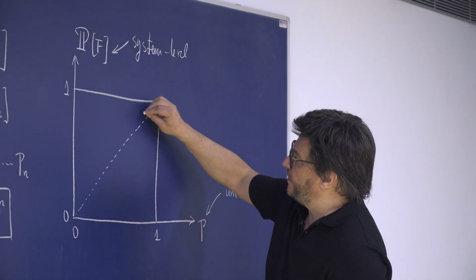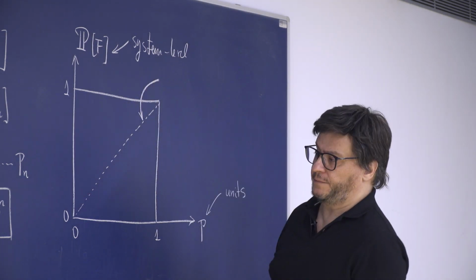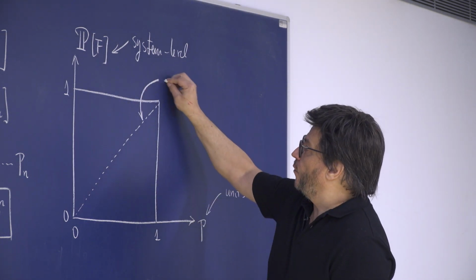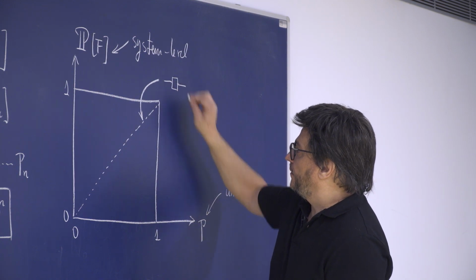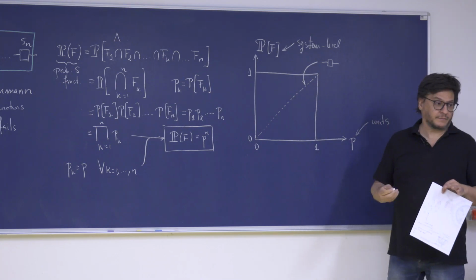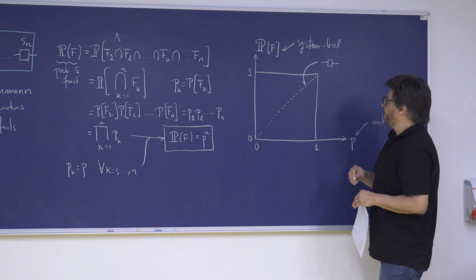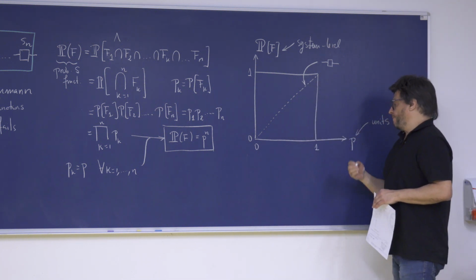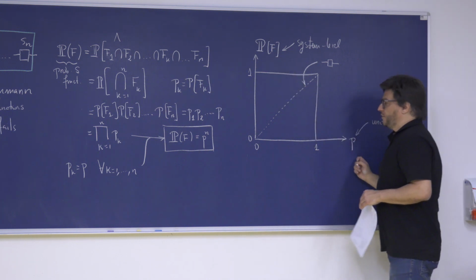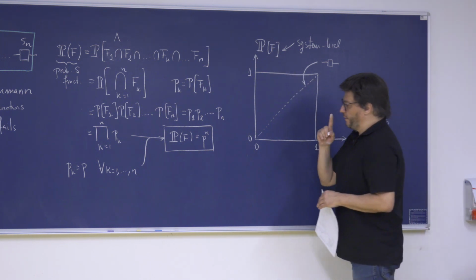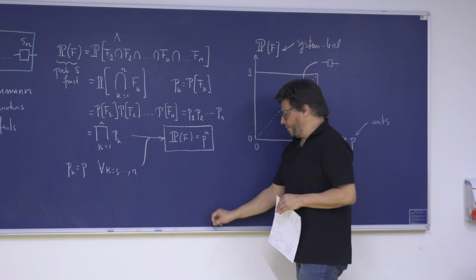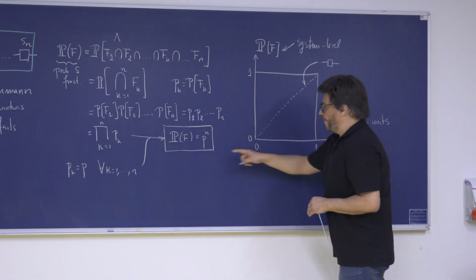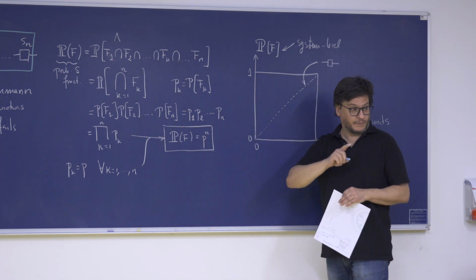So this would be the simplest case, one element. One element means that the system and the element are the same thing. It's just one unit, okay? And this is, of course, obviously a linear connection, right? The probability of the system is the probability of the units. What happens when I have two elements, right? For two elements, I'm going to have p squared, so a parabola.